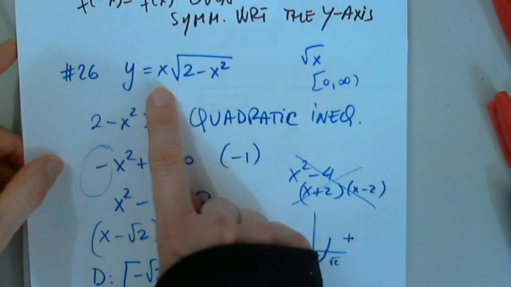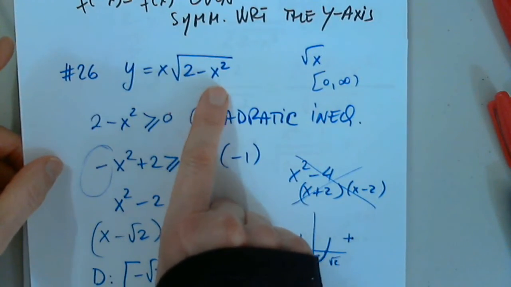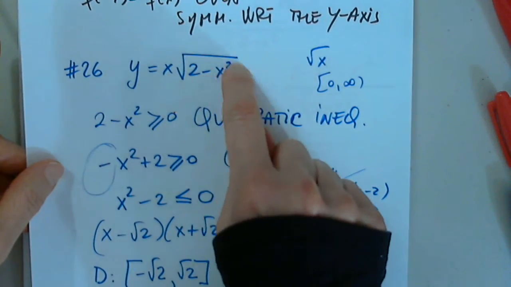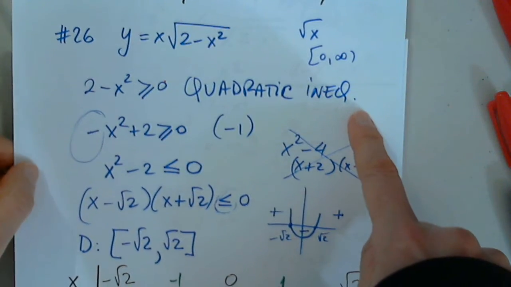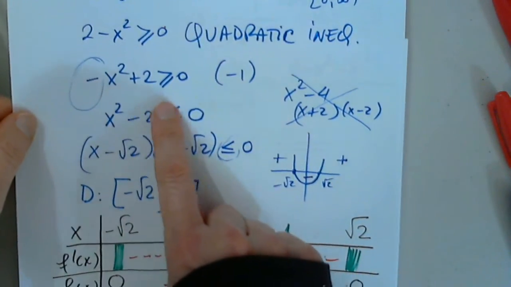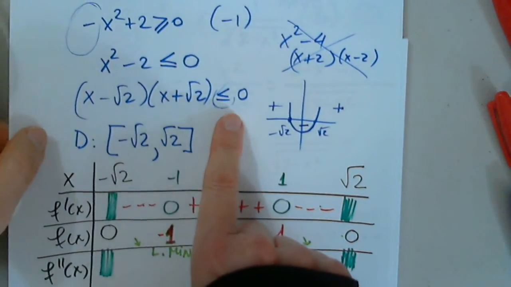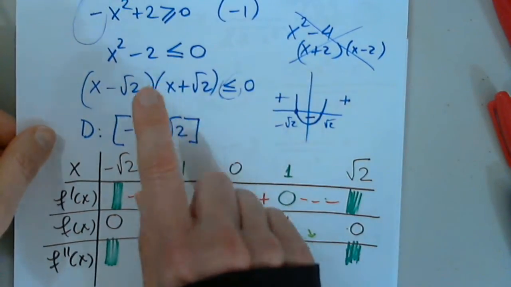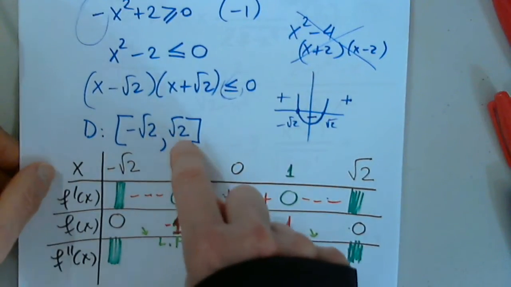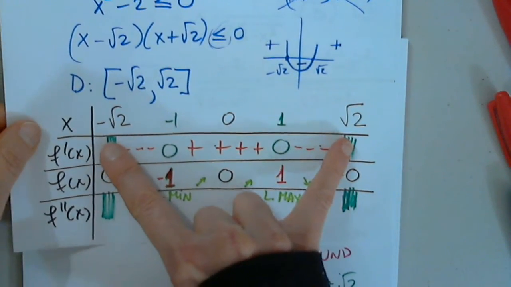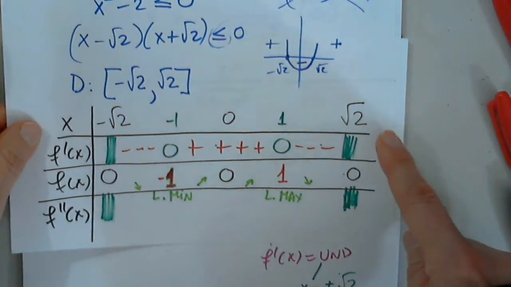We had a product between x and the square root. So we had to state the condition that 2 minus x squared is greater than or equal to 0. This is a quadratic inequality. So we wrote this and we solved it. So this product is negative between these two. So that's why the domain is between negative the square root of 2 and the square root of 2.